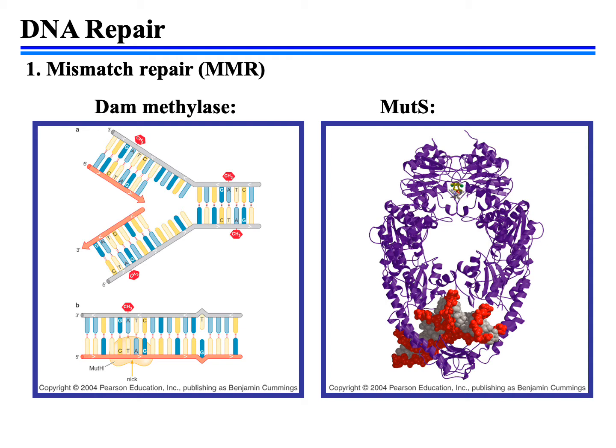The first example is a mechanism known as mismatch repair, or MMR. This particular mechanism has a series of enzymes involved that scan the genome for mismatches. These are specifically problems that occur with the incorrect nucleotide being added in after or during replication. The first enzyme that's important in this process is one known as DAM methylase. This is an enzyme that adds methyl groups to adenines prior to replication.